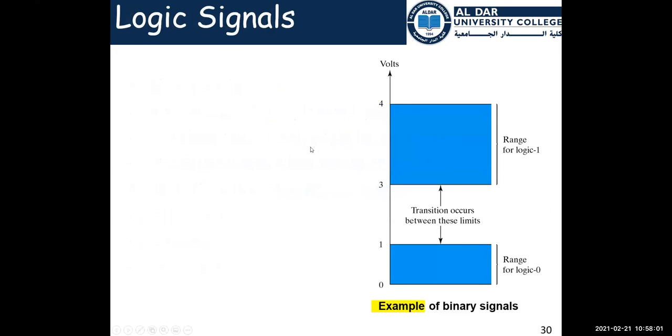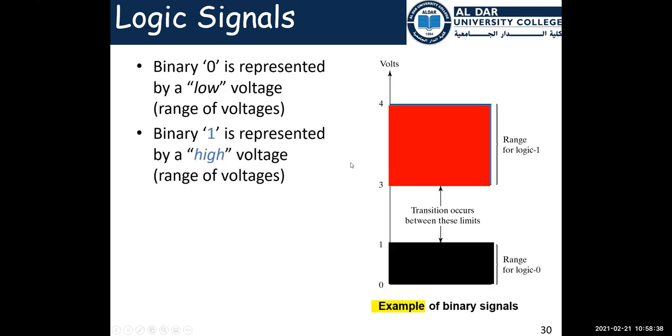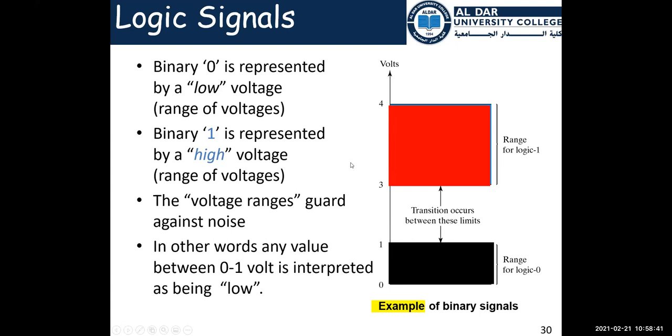The logic signal. We have here two ranges, the range for one and the range for zero. And we have the transition between these two limits. We have this transition just to get rid of the noise. So if the value is near this range, it is represented as zero. If the value is near that range, it is represented as logic one. Just as I told you, just to get rid of the noise. Okay.